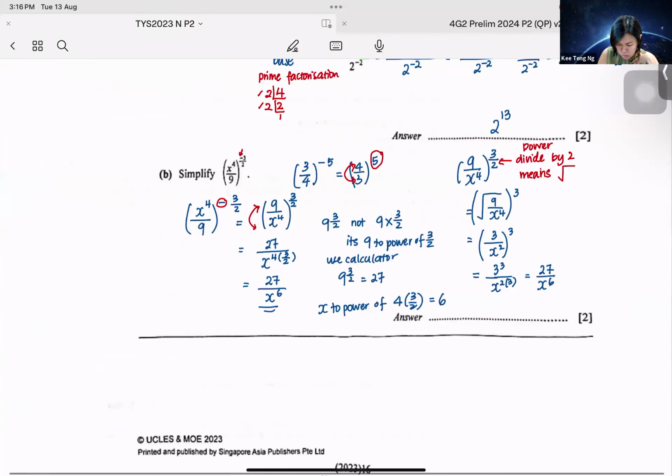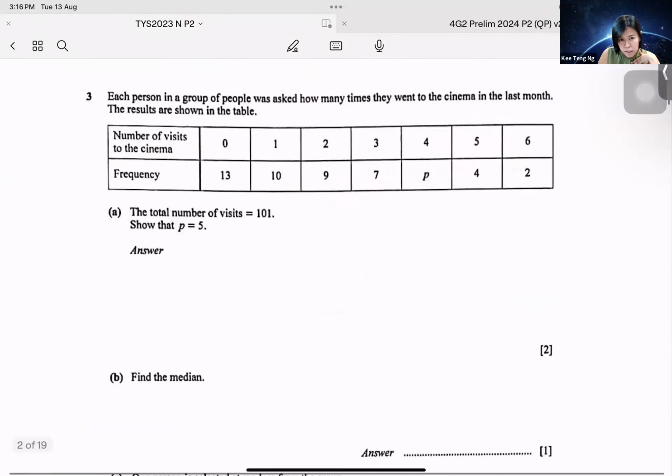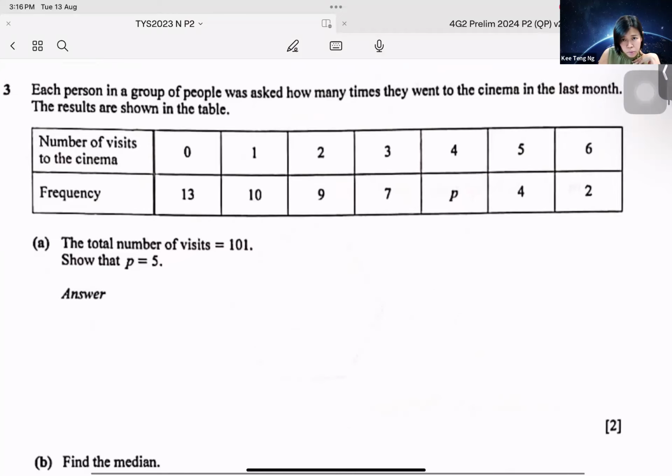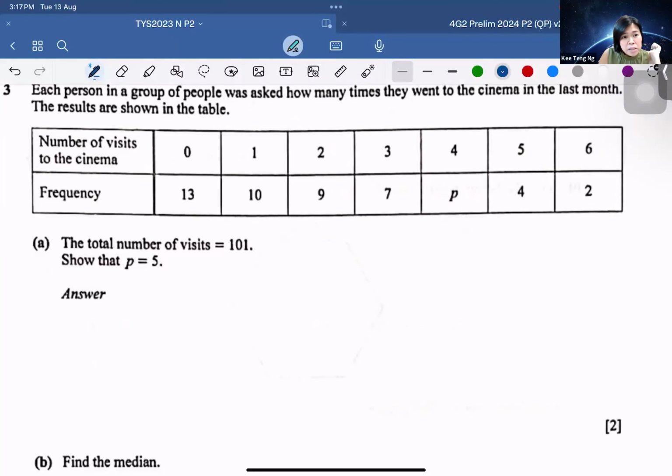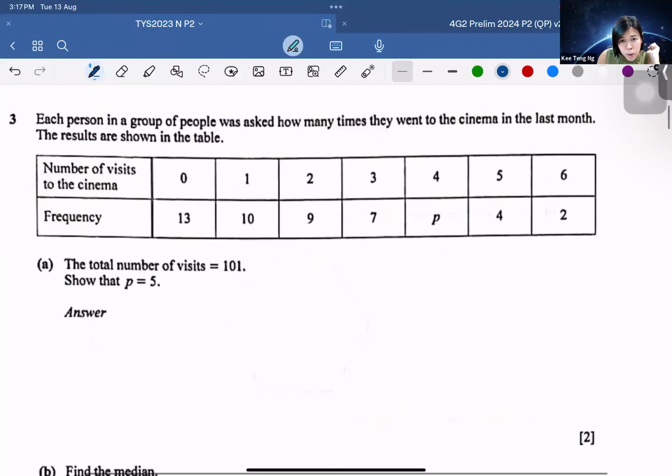Okay, next question. This one is a little bit tricky, I did one similar question in revision paper 1 already, but do just in case. Now, each person in the group was asked how many times they went to the cinema. The results are shown in this table. So when the question talks about the total number of visits to the cinema, what is the total number of visits?